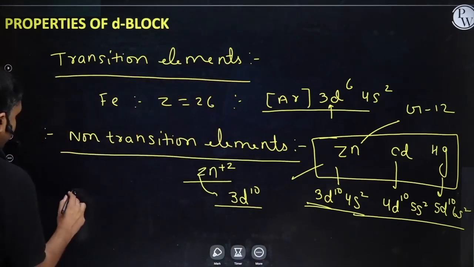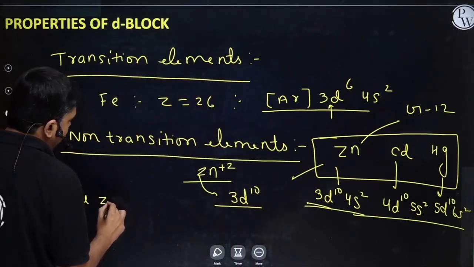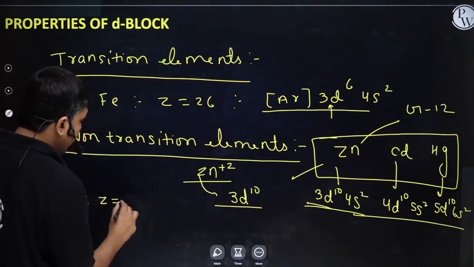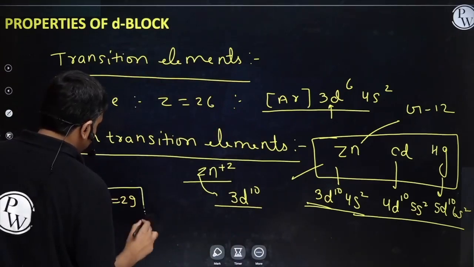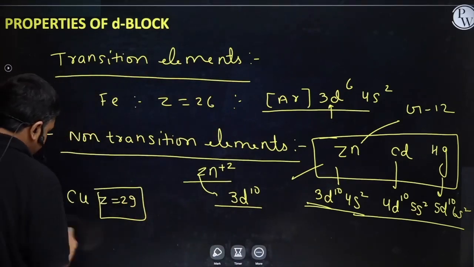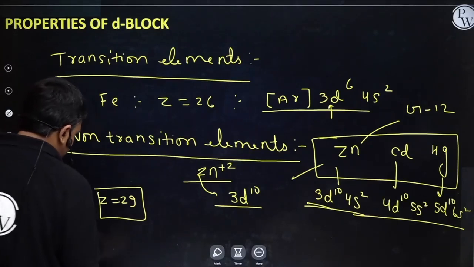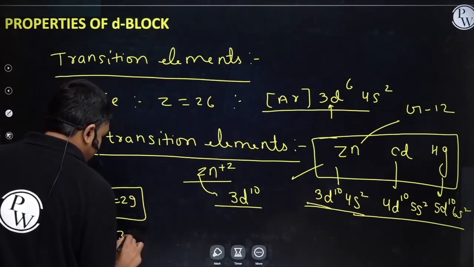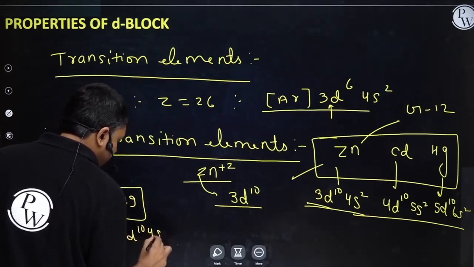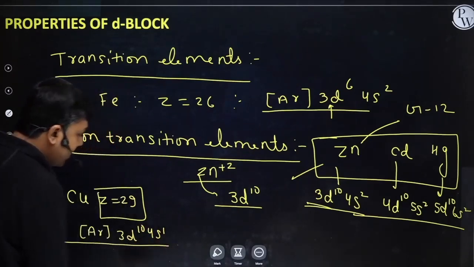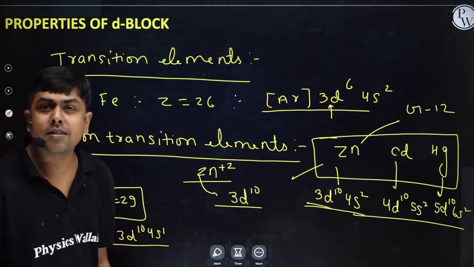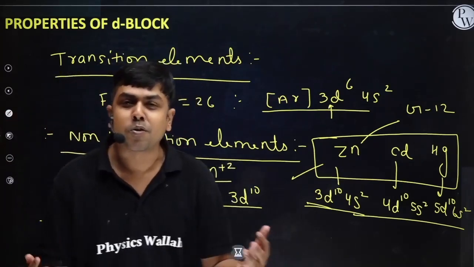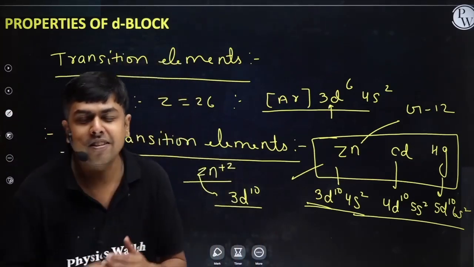Now, sometimes we have confusion regarding copper. This is really important. Copper, atomic number Z equals 29. If I talk about the general configuration, it has the configuration argon 3d10 4s1. Now you will say, sir, the n-1th d subshell is completely filled, so this copper should be a non-transition element.